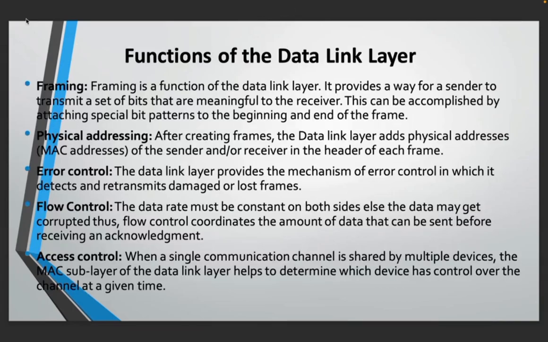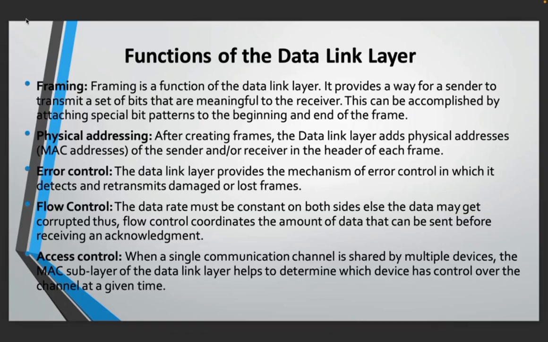Functions of the data link layer are framing, physical addressing, error control, flow control, and access control. What is framing? Framing is a function of the data link layer. It provides a way for a sender to transmit a set of bits that are meaningful to the receiver. This can be accomplished by attaching special bit patterns to the beginning and ending of the frame. Physical addressing. After creating frames, the data link layer adds physical addresses, MAC addresses, of the sender or receiver in the header of each frame.